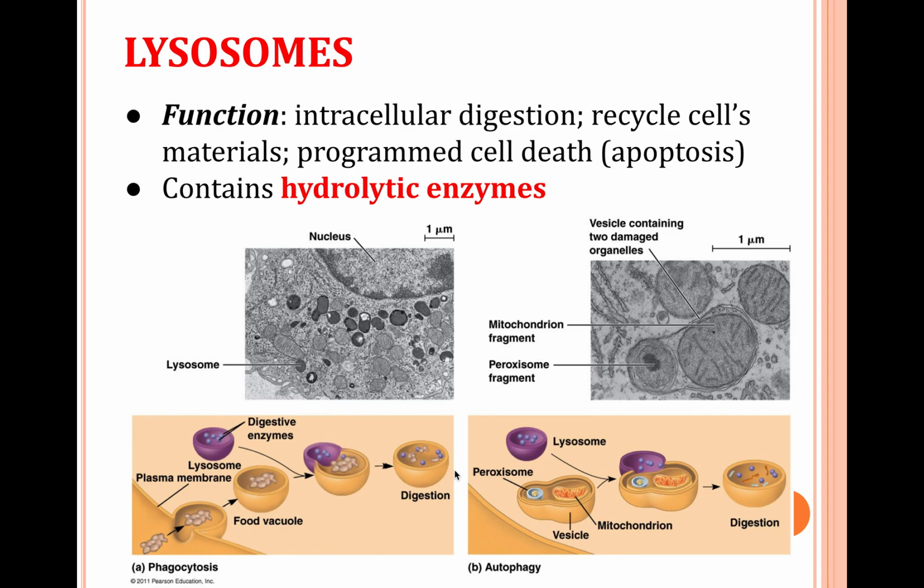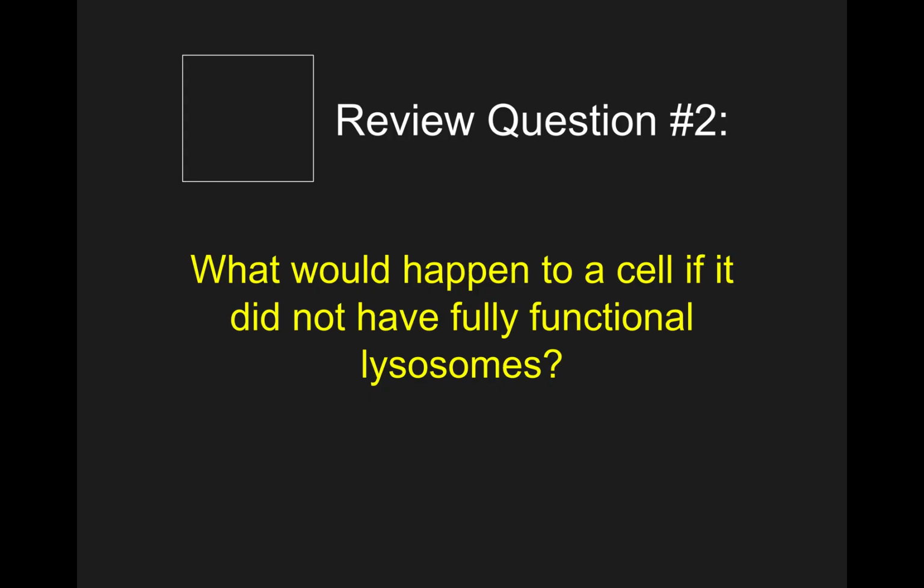Lysosomes also help with digestion for cells that are unicellular, for example, paramecia. And so these single-celled organisms can ingest food particles by the process of phagocytosis, as you see in diagram A here. And these food vacuoles will then merge with or fuse with the lysosome, and those enzymes will break down the food. You can also see here on the right side, diagram B, autophagy is where the cell is actually going to digest its own organelles.